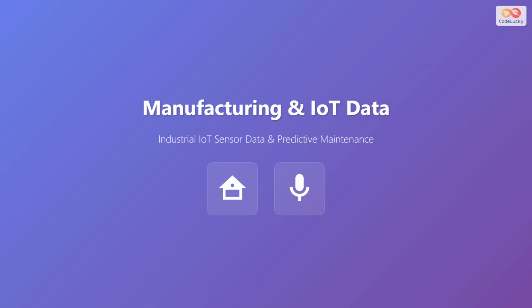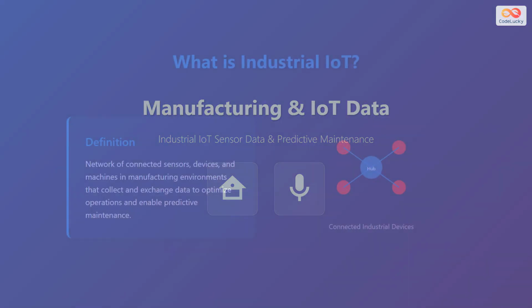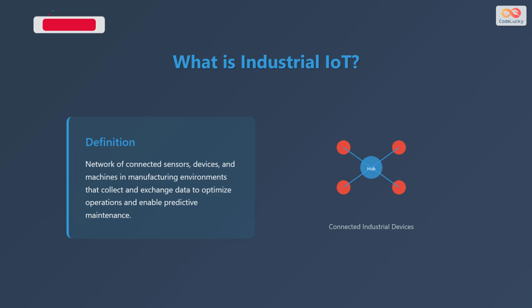Manufacturing and Internet of Things data, industrial Internet of Things sensor data and predictive maintenance. What is Industrial Internet of Things? It is a network of connected sensors, devices, and machines in manufacturing environments that collect and exchange data to optimize operations and enable predictive maintenance. These connected industrial devices form a hub.